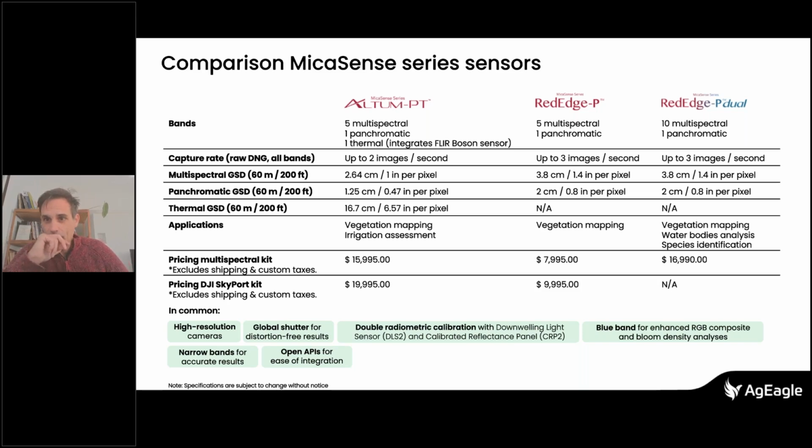Gustavo, can the frequency of the bands be changed? That's also a very interesting question here. No, but that's the right answer here. So our bands for the RedEdge-P and the Altum-PT, they are fixed. They're done. We cannot change it.